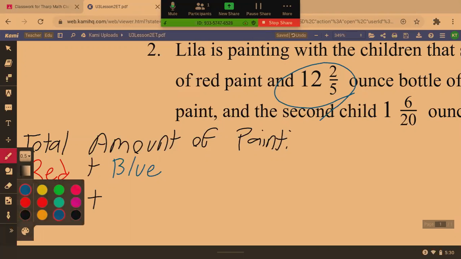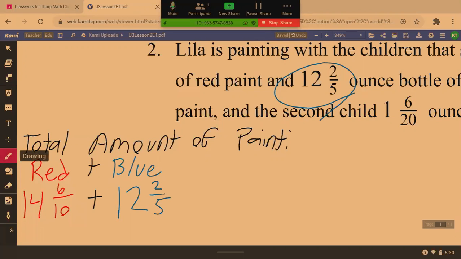Okay, so now we're gonna add 12 and 2/5. So y'all know the drill. We just went over this. When we are adding mixed numbers, we add the whole numbers and then we add the fractions, put them together. What do you got? A mixed number? I'll work on that song and I'll keep y'all updated.